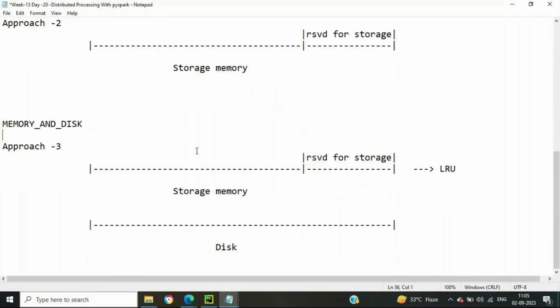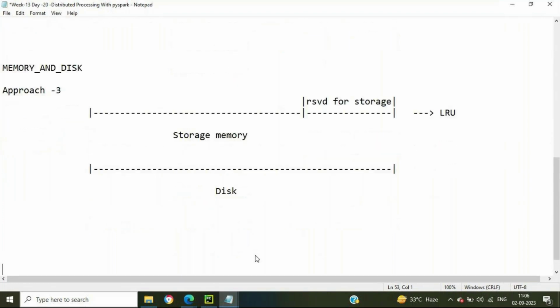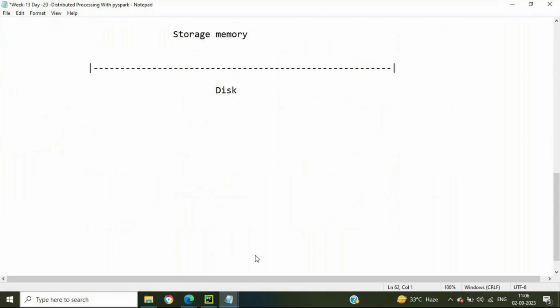Okay, so I just want to ask one thing, so there's no confusion. Is there any way to check that also? Like, how many storage memory and execution memory we have? Yes, okay, we are going to discuss that particular stuff. Good question.